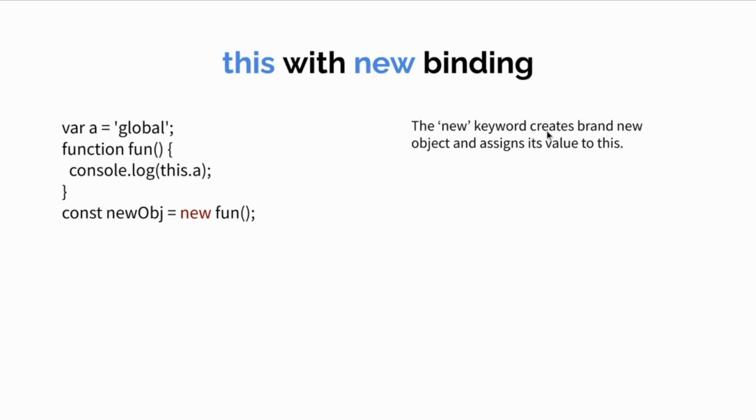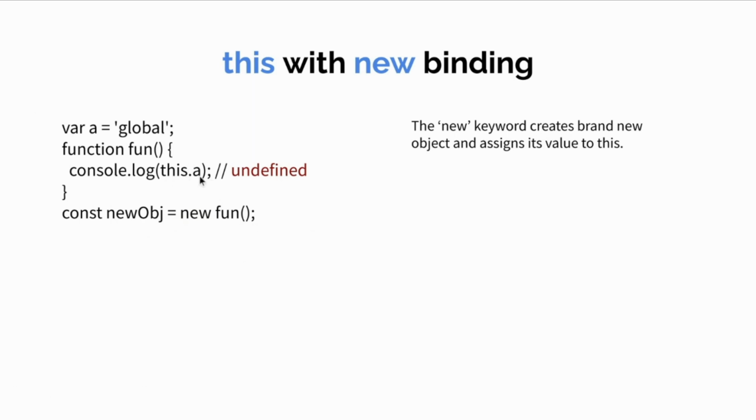So what do you think is the value of this.a here? Will it be global, or what will it be? Global? I think a function has a this context, so it will use lexical scope, and I think it will take global. It will take undefined, because when you do new, it will create a brand new empty object and assign it to this.